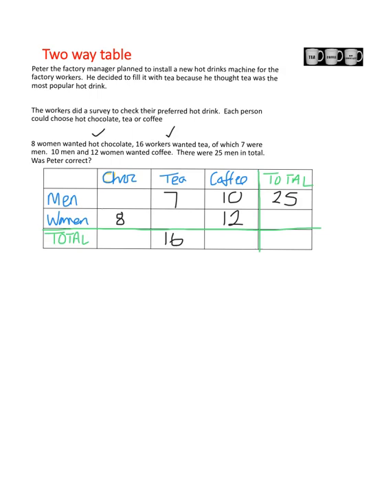So I know here there's a total of 25. I've got 17 men altogether who've chosen tea and coffee, so 25 men in total. That will leave me with 8 who must have chosen hot chocolate. So that line will add up to 25. Here, 16 in total chose tea, 7 of which were men. So that means that 9 women must have chosen tea.